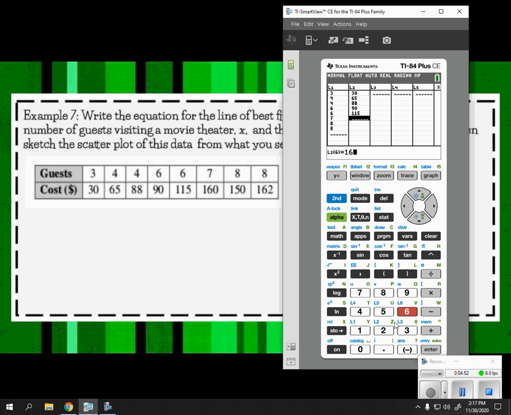You always get some interesting data sets. It's like age of people and the size of their feet and things like that.